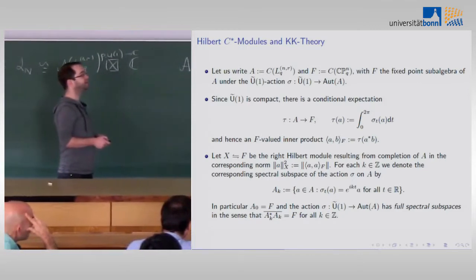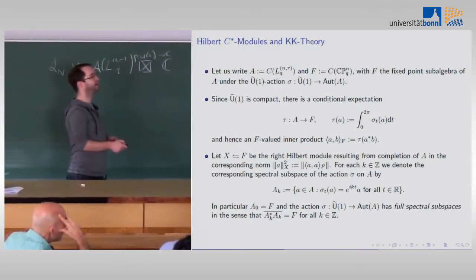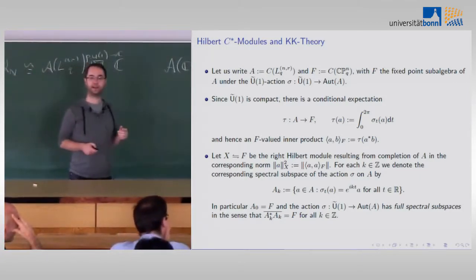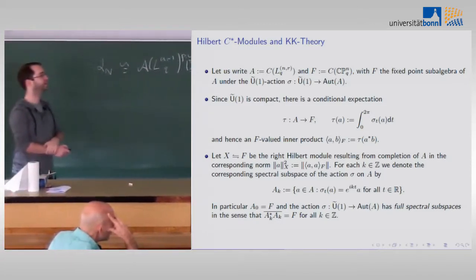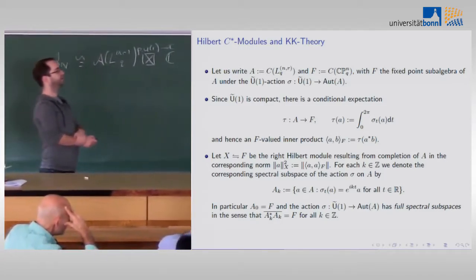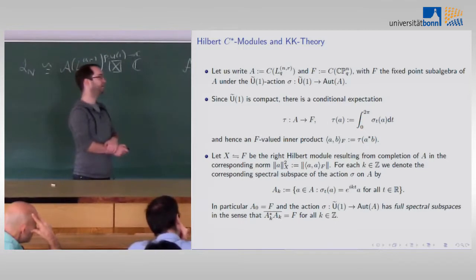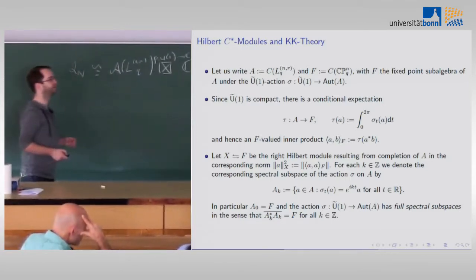That gives me a topology, so I can define the norm of some element. Rather than the C-star topology, I can take the topology given by the norm taking the inner product of an algebra element with itself, and then I can take the norm in the fixed point algebra. And this gives me a different topology, a priori, which when I take its completion, the completion of A, I'll call that X, and that gives me a right Hilbert module over the base space algebra.